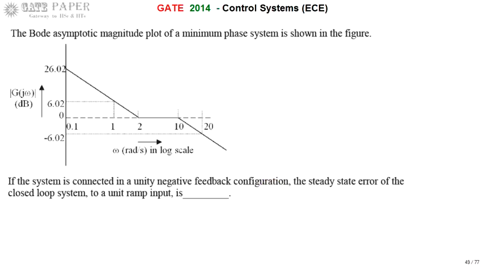Hello, we are discussing the GATE 2014 ECE paper. Look at the Bode plot given, and the system is connected in a unity negative feedback. Find the steady state error of the closed loop system if it is subjected to unit ramp inputs. So find the steady state error for a unit ramp input. We know the steady state error for unit ramp inputs.